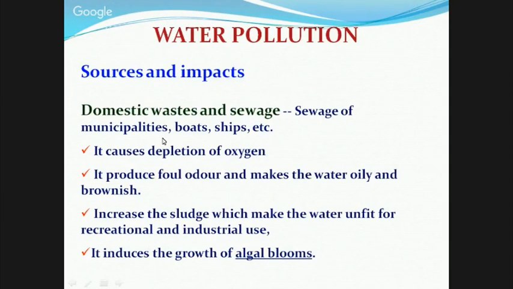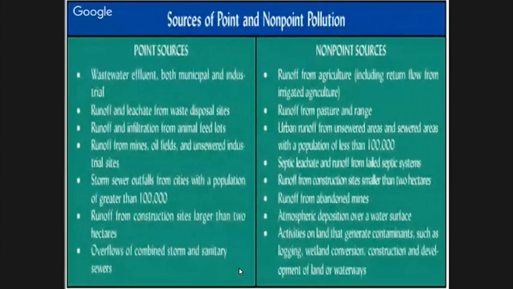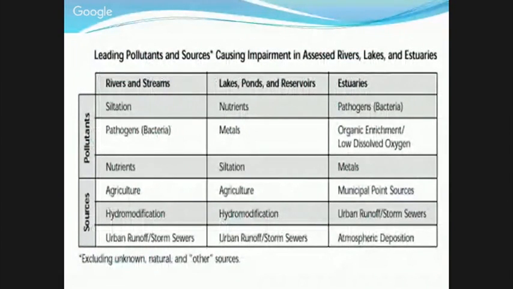When we are throwing sewage water into our rivers and into our freshwater bodies, it causes depletion of oxygen, which produces foul water and makes the water oily and brownish. It will make the water unfit for any other purposes. It also induces the growth of algae blooms. This is what point sources and non-point sources are. Let us not go into this.